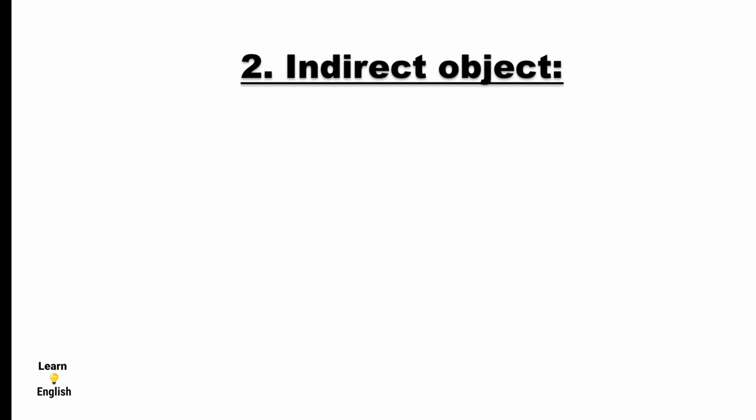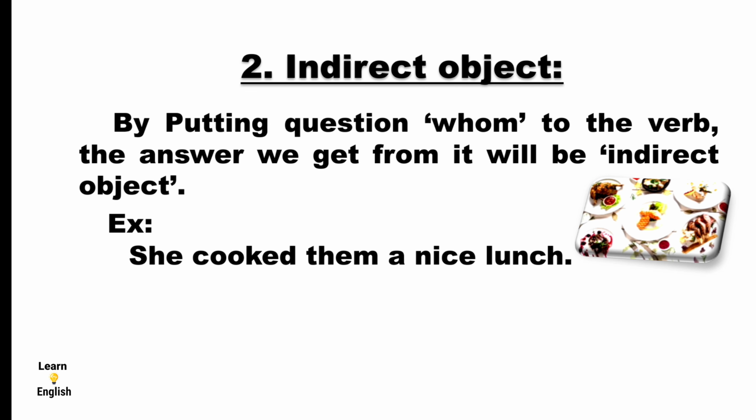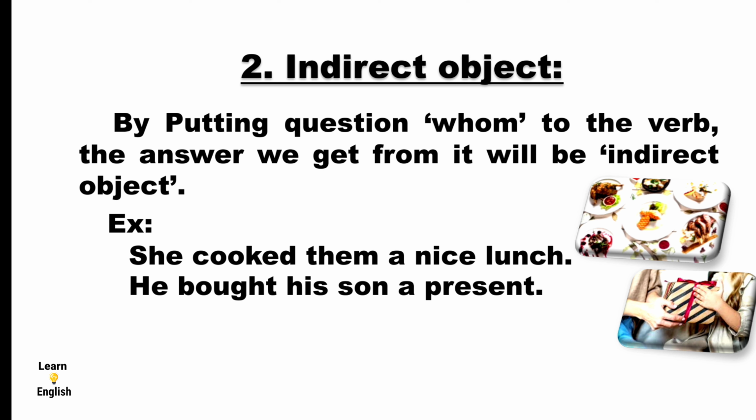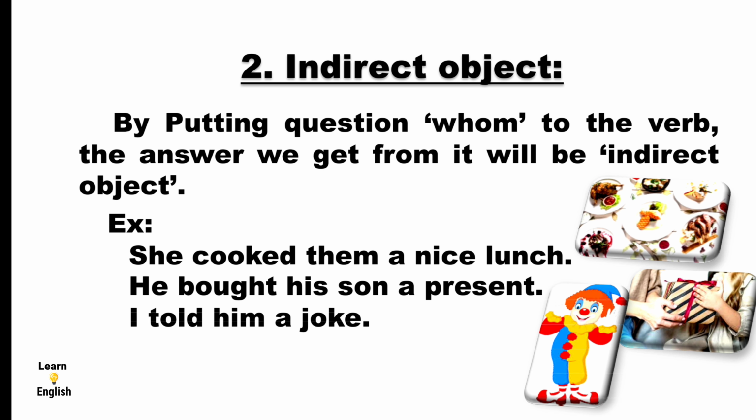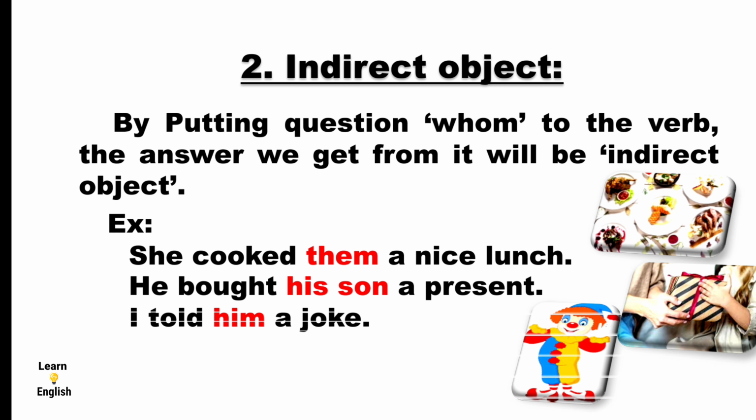Second one, indirect object. By putting the question whom to the verb, the answer we get from it will be the indirect object. For example, she cooked them a nice lunch. He bought his son a present. I told him a joke. In the above sentences, them, his son, and him are the indirect objects because they are the answers to the question whom to the verbs cooked, bought, and told.